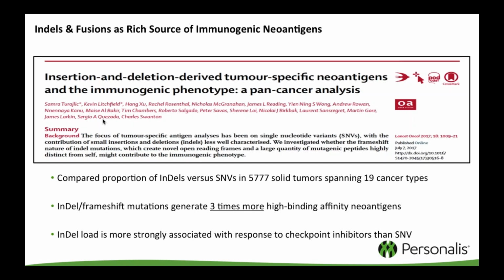And the authors also assessed the association of indels with clinical response to checkpoint inhibitors and detected a significant association of indels with checkpoint inhibitor response in melanoma patients. So indels could really prove to be this rich source of immunogenic neoantigens and also may potentially be a better predictor of patient response. And so it's important to note that the Personalis pipeline includes not only SNVs, but also indels and gene fusion events in our neoantigen predictions.